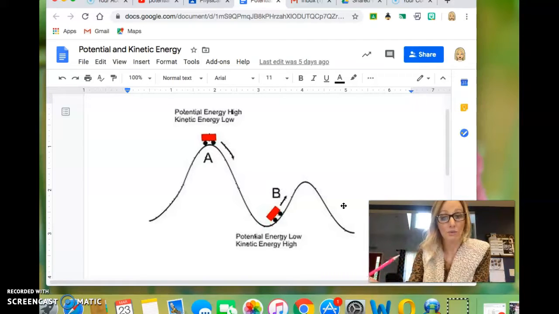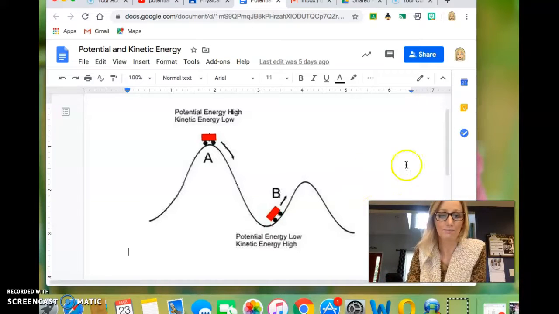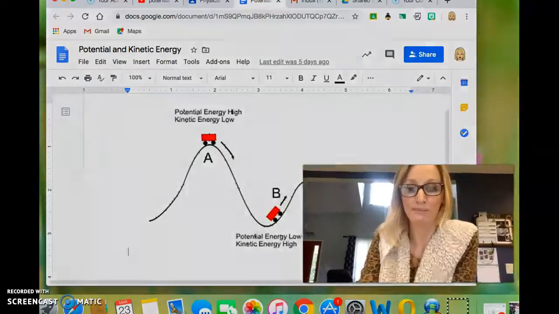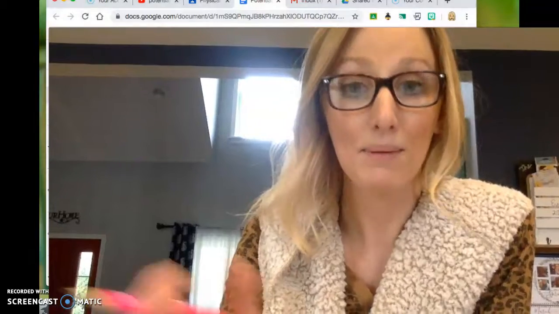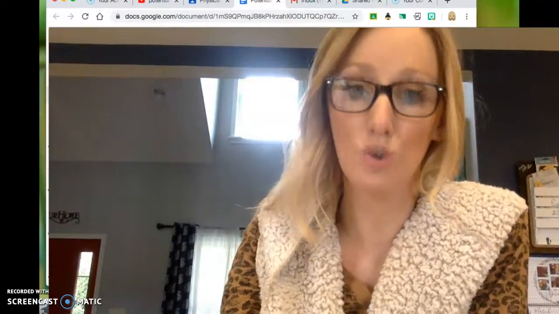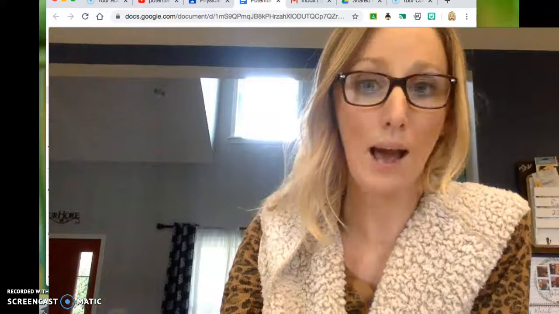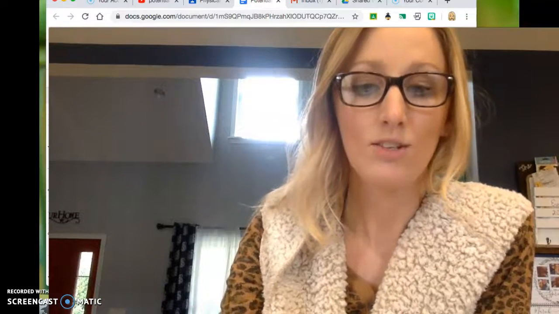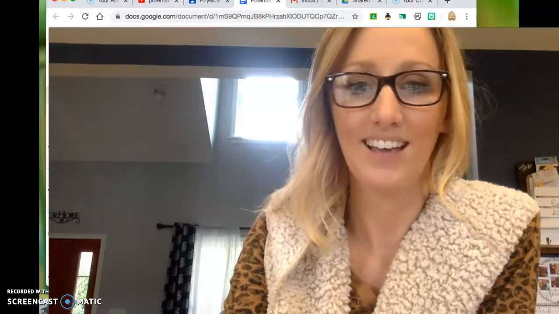This image really helps me complete this worksheet. I am a visual learner. I need to see things to help me understand. So let's review a couple things before we get started. Kinetic energy is energy of motion, and potential energy is energy stored, energy that is not moving. Okay, so let's look again at this picture.